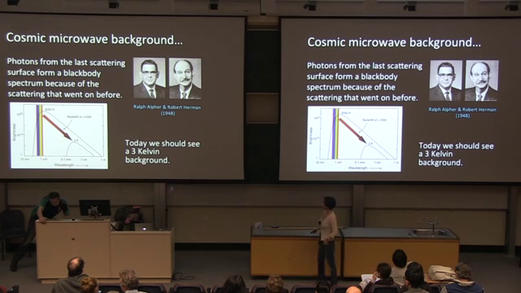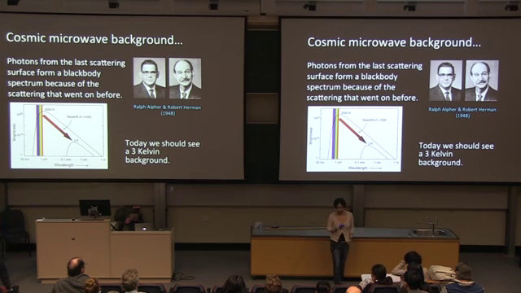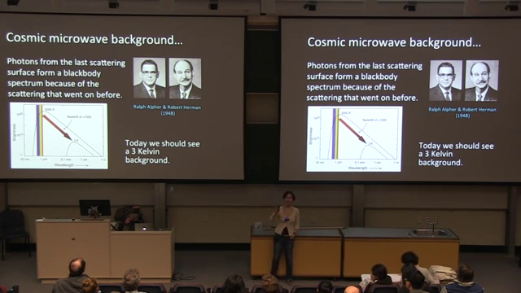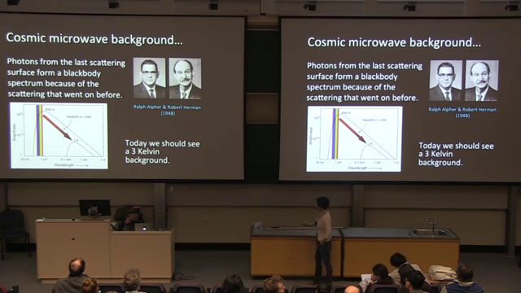So I was talking about last scattering. Now the photons that come from a last scattering surface are a perfect black body, and the reason is because there was a lot of scattering of the photons on the electrons before the neutral atoms formed. And so you have a perfect black body with a perfect Planck spectrum.